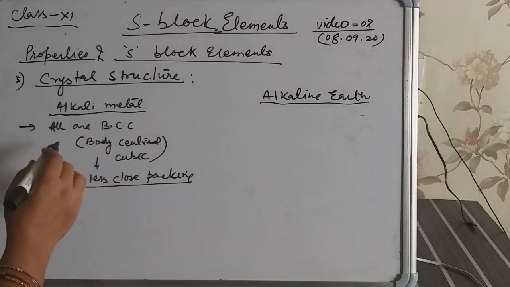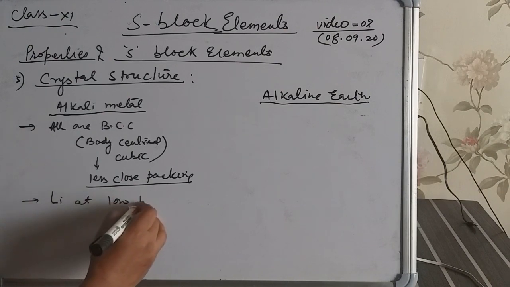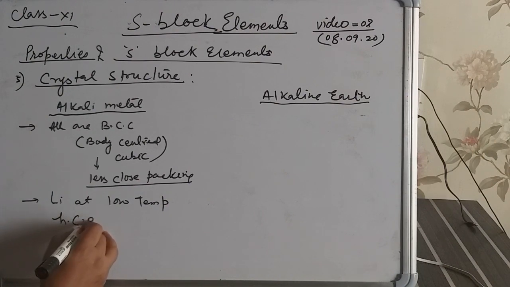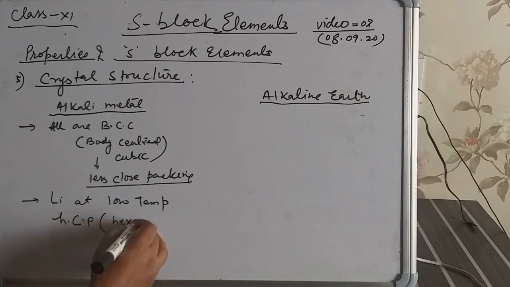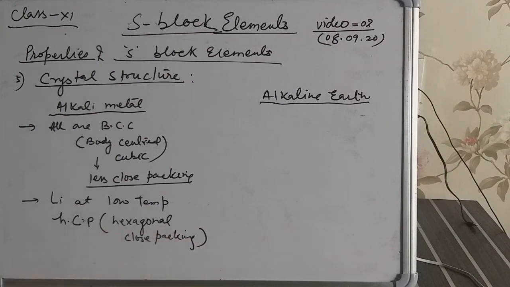So the alkali metals have a body centered cubic structure, but lithium at low temperature exists in a hexagonal close packing structure. In the class 12 solid state chapter, all of this is given. And HCP is more close packing than BCC.